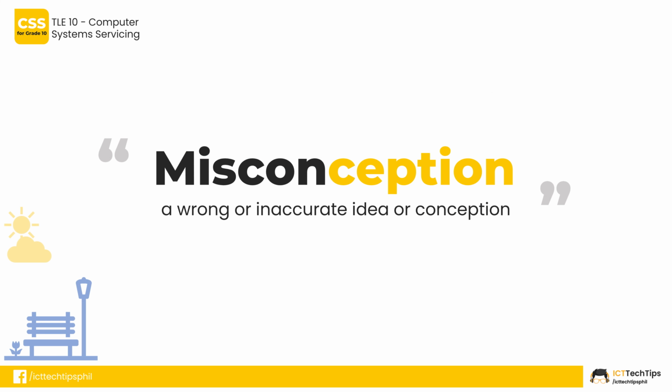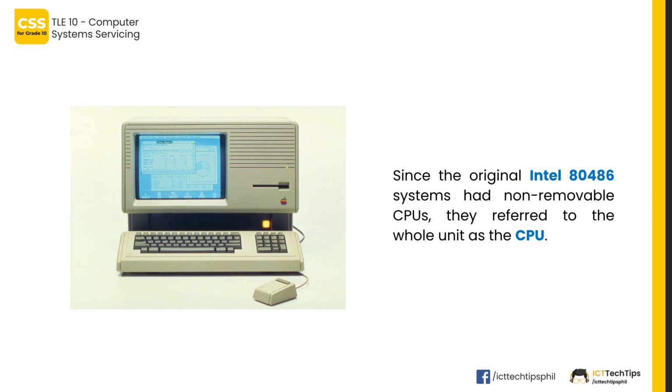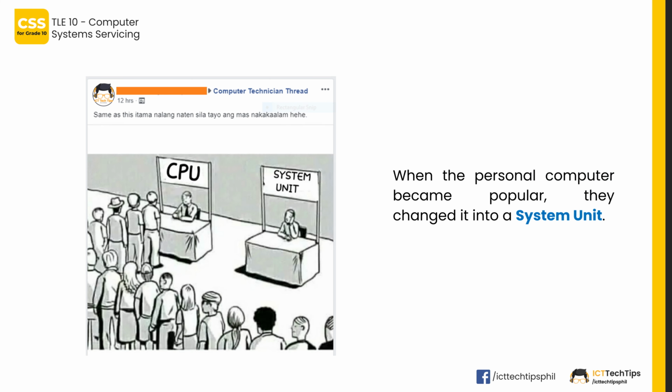But before we move to the main topic, let's clear up some misconceptions about the system unit. In the early 80s, the whole system unit was called CPU, and remained that way until the late 90s. Since the original Intel 80486 systems had a non-removable CPU, they referred to the whole unit as the CPU. When the personal computer became popular, they changed it into a system unit.